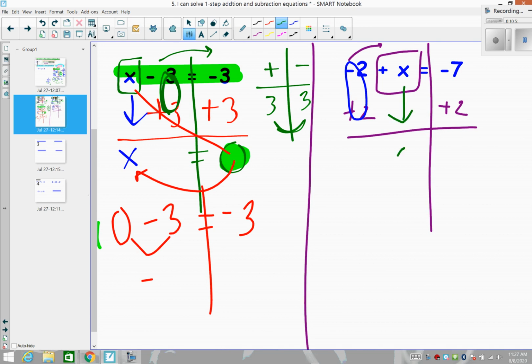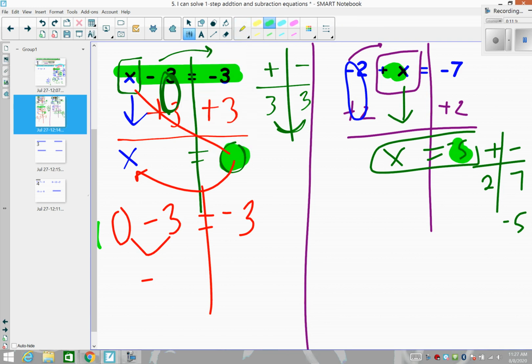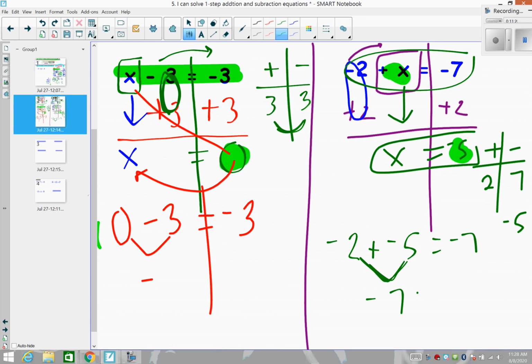So we get x. And when we tug of war here, we have 7 players on team negative, 2 players on team positive. Negative is stronger by 5 players. So we get -5 as the result. So if we substitute back into the equation, we would have -2 plus -5 equals -7. That's what this equation says. Is that true? Well, if we tug of war this side, we end up with -7 equals -7. Yeah, that's true. So we know that -5 is the solution for x, the correct answer for x.